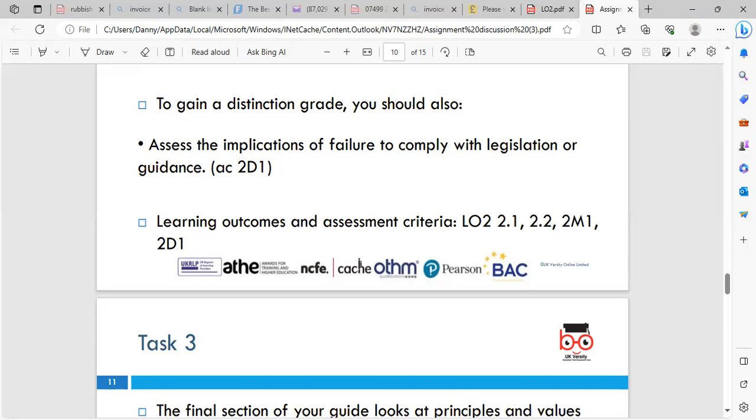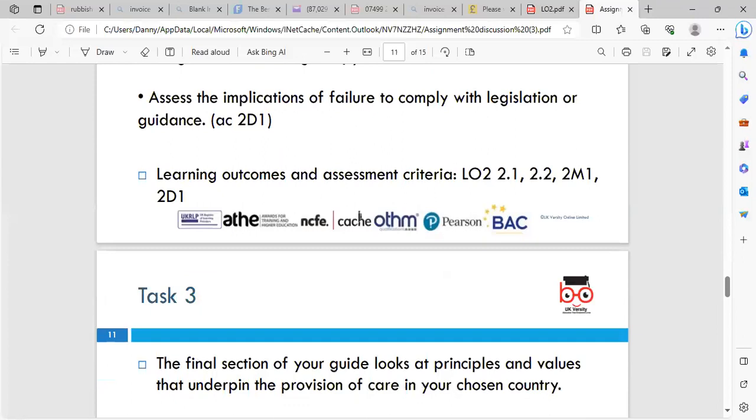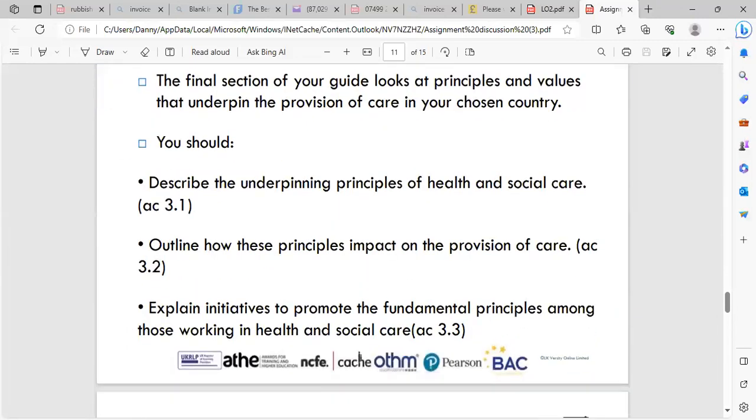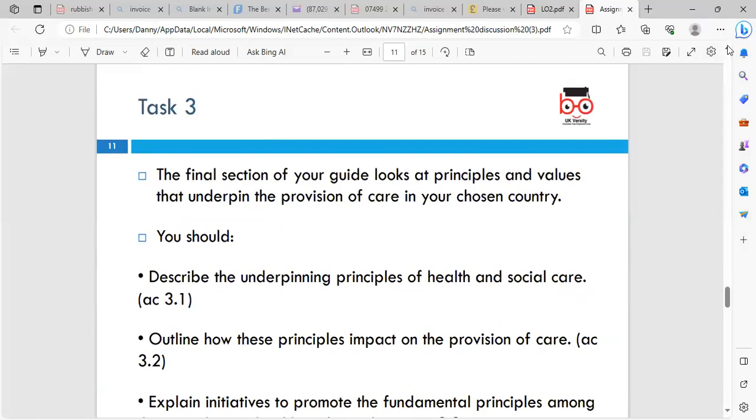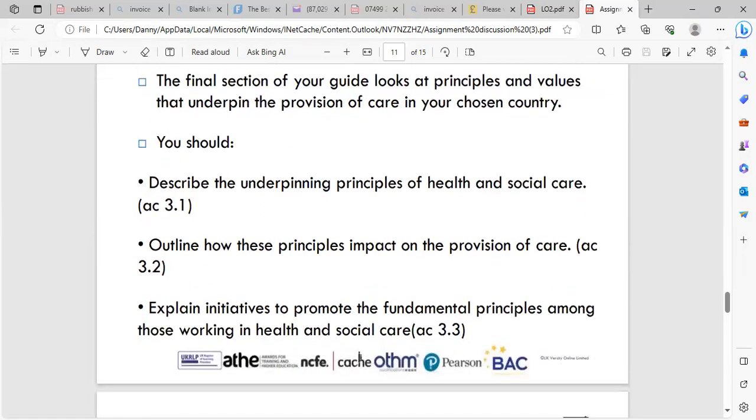And finally, task 3. For the final task, I expect you to explore more into the principles and values that underpin the provision of care in your chosen country. First, we would expect you to be able to describe the underpinning principles of health and social care. This you can find in your notes as well.